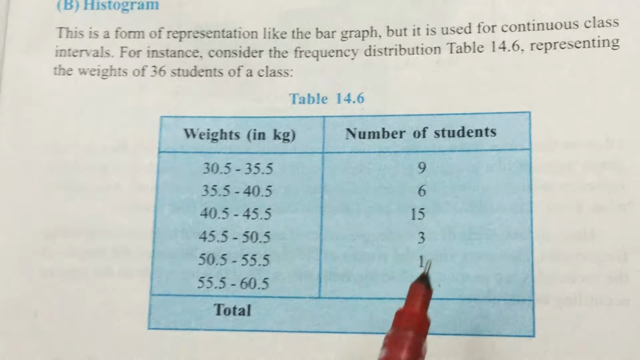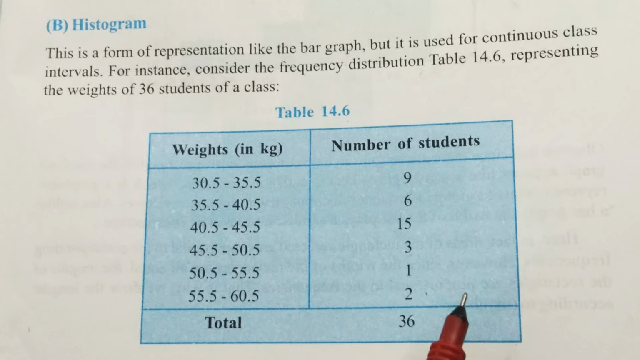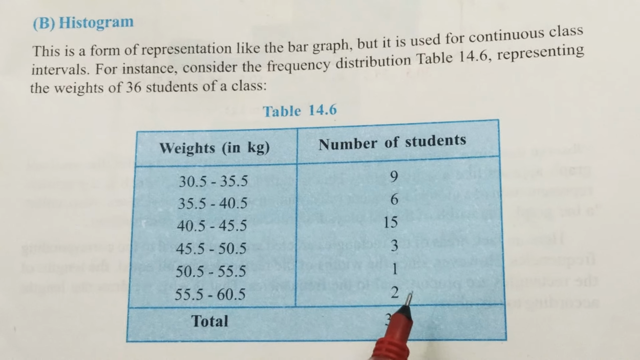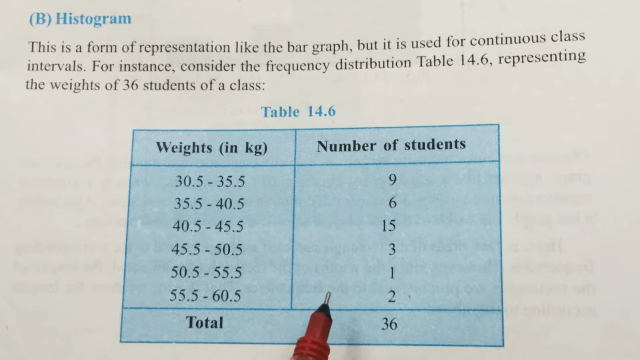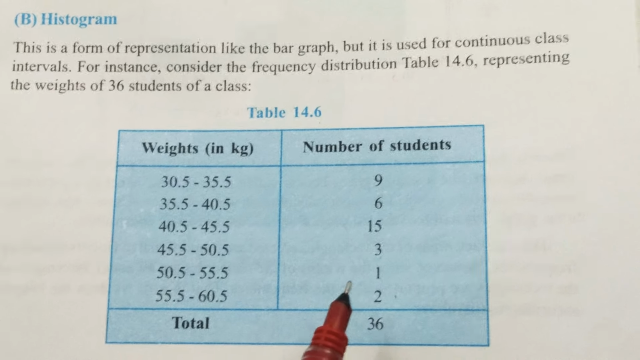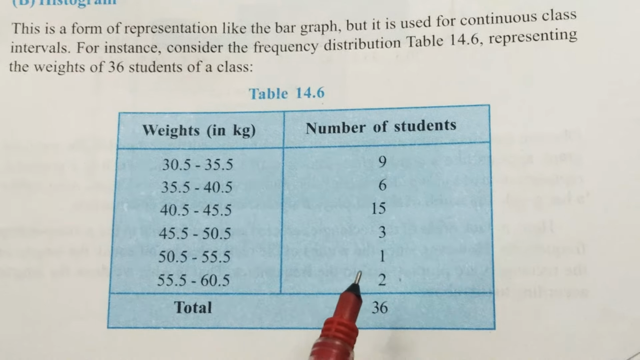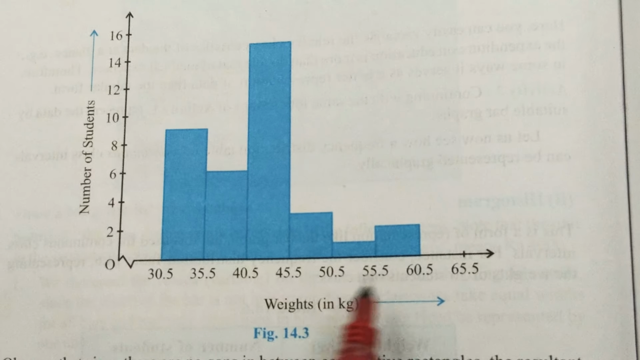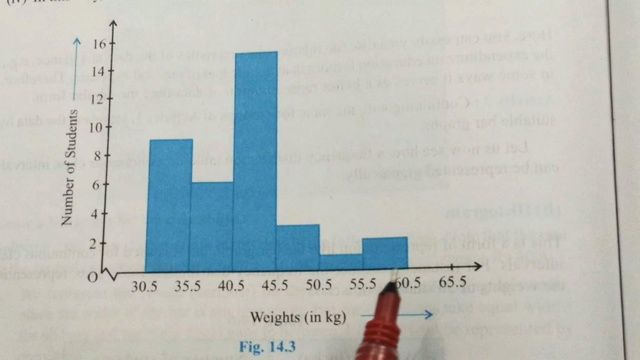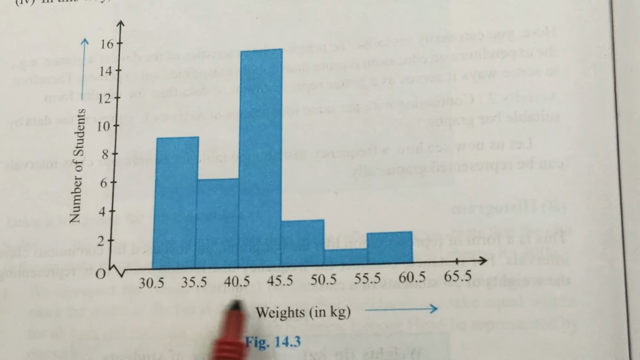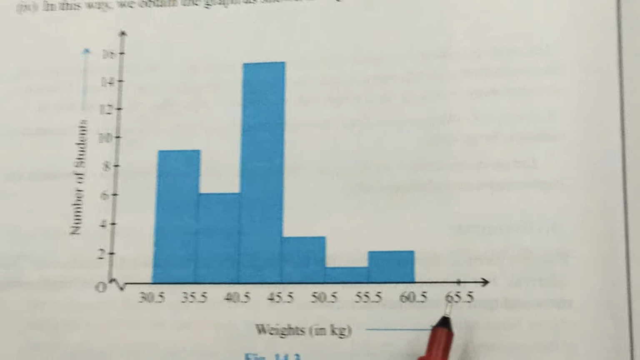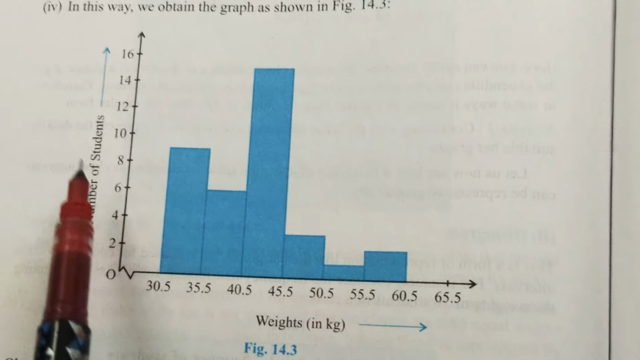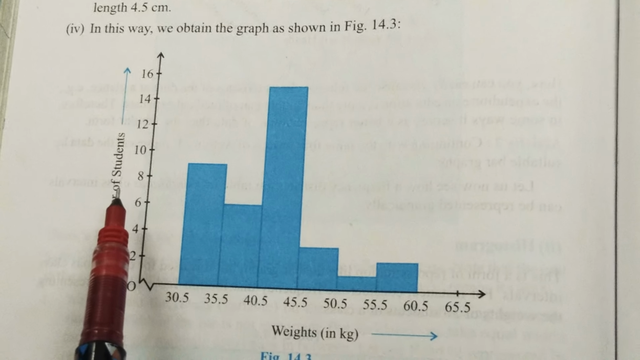So just see this example. Here a frequency distribution table is given for the weights of 36 students of a class. Let us find out how it is represented in the form of a histogram. Now this is the histogram. Let us see how it is made. The weights are represented on the horizontal axis, that is the x-axis, and the number of students, that is the frequency, is taken on the y-axis.